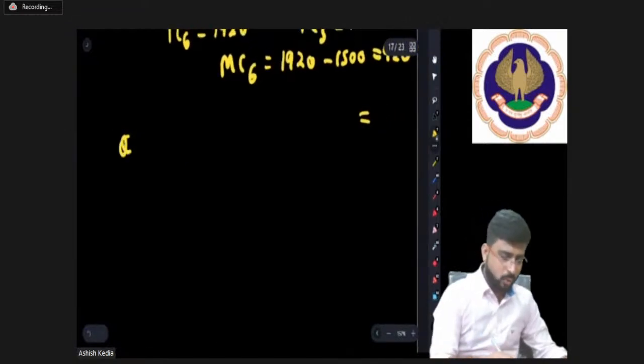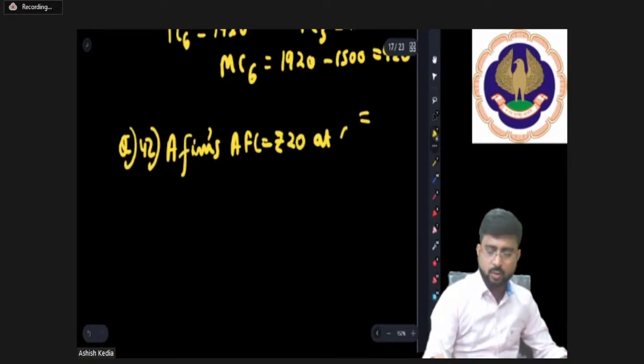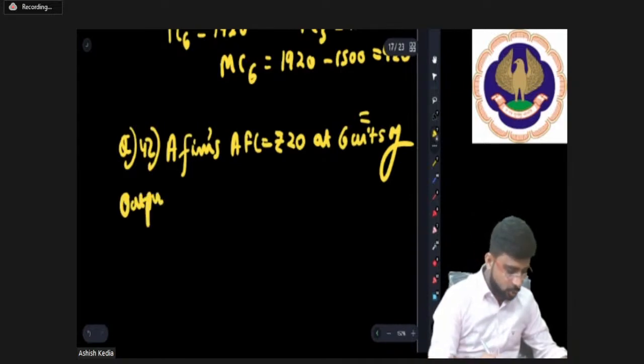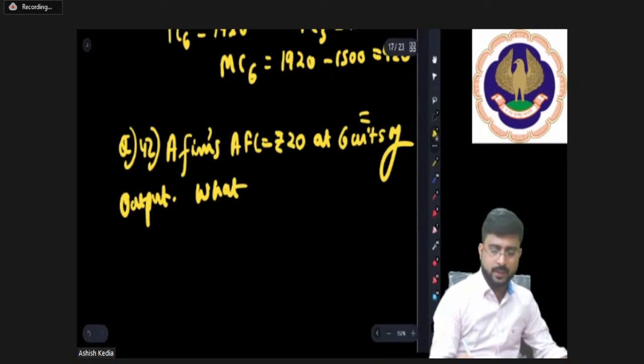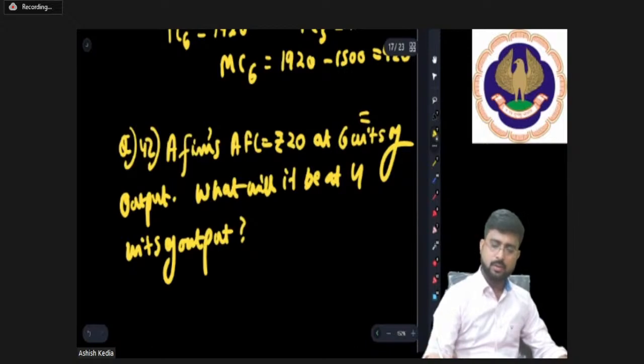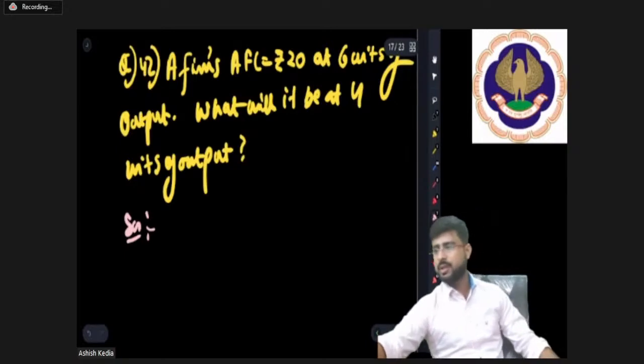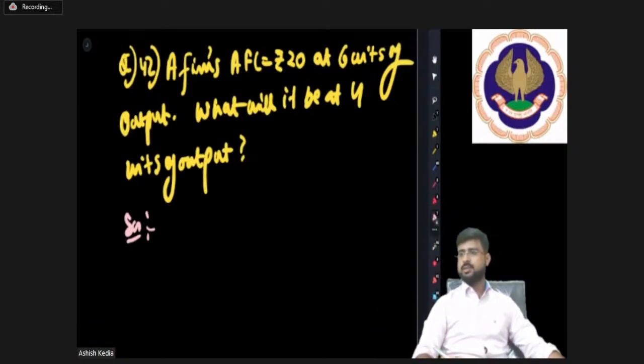Question number 42. A firm's average fixed cost is rupees 20 at 6 units of output. What will it be at 4 units of output? Very good question by the institute. Amazing question. Come on, everyone, tell me.